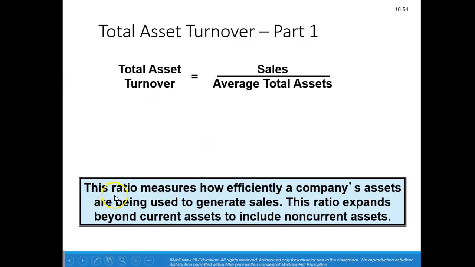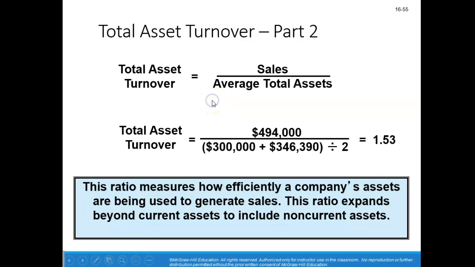What's the purpose? We're asking how efficiently did we use our assets to generate sales? Again, how efficiently do we use our assets to generate sales? The total asset turnover. Okay? So with this calculation, you take your sales divided by the average total assets. Again, sales divided by the average total assets.